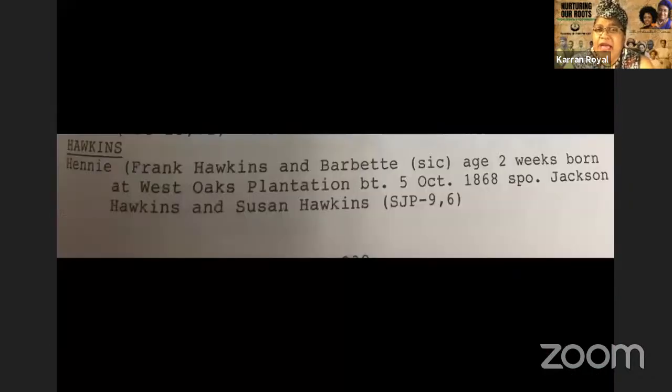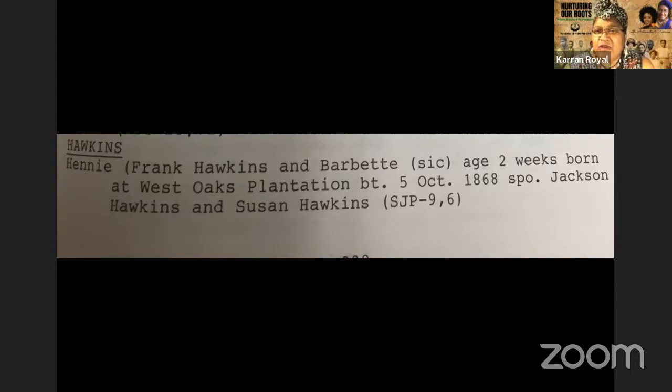Let's see here. This is an entry from the Diocese of Baton Rouge related to my husband's ancestor, Frank Hawkins, and that's supposed to be Bibiane. I don't know how they got Barbette out of it. So keep in mind that sometimes you will find your ancestors' names misspelled, or they will give them a totally new name. And on here, right underneath where it says Hawkins, it says Henny. Well, Frank and Bibiane did have a daughter named Henny.